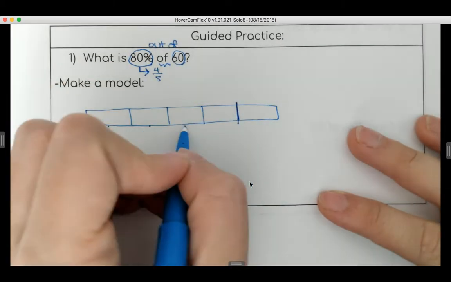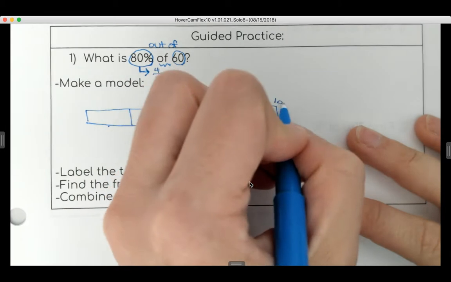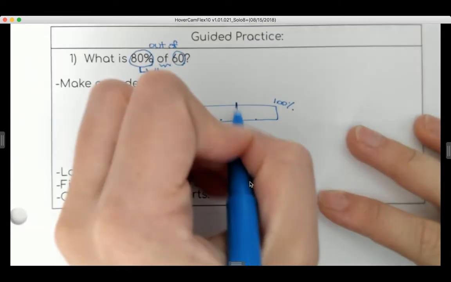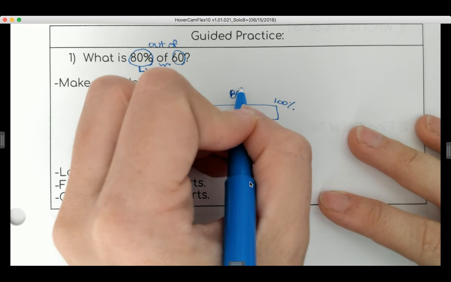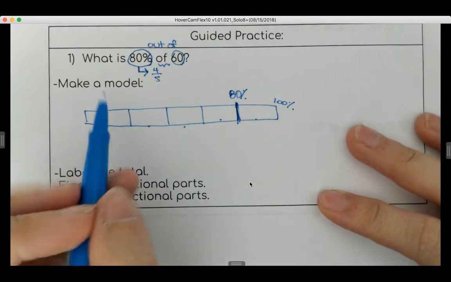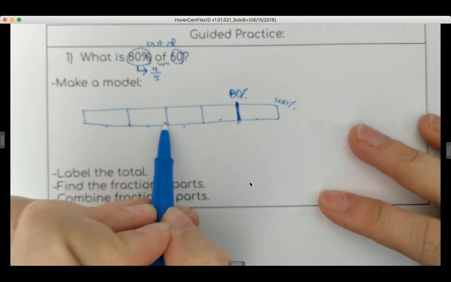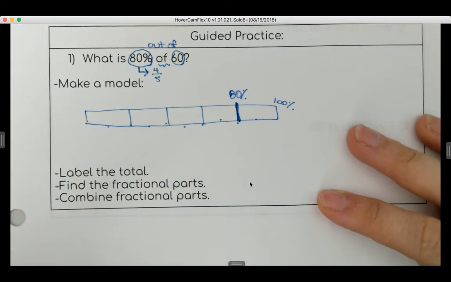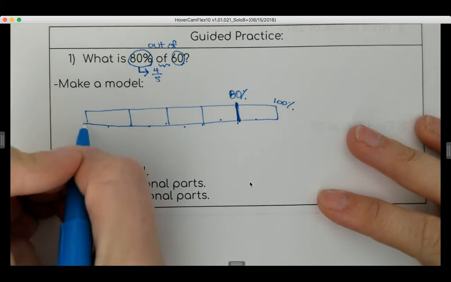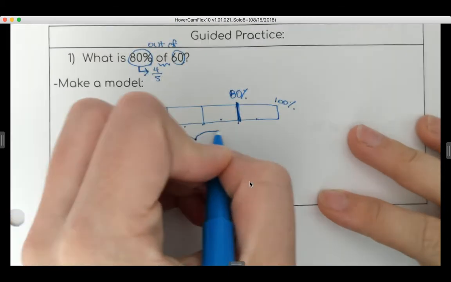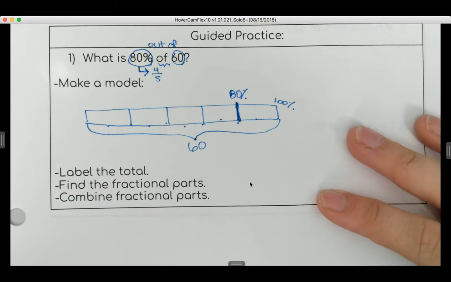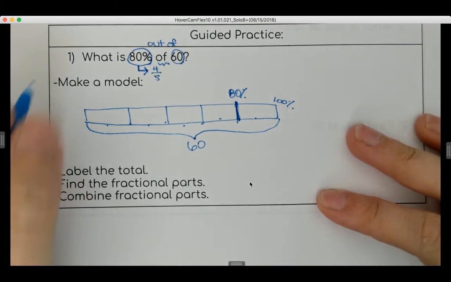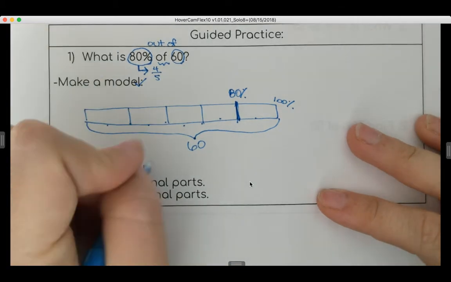So this is 1, 2, 3, 4, 5 parts. You know the total is always 100%. And at 4/5, it's at 80%. And you can see I got 20, 40, 60, 80. So those would be my percentages. Then I'm going to label my total with a bracket. The total is 60. All right, so I made my model and labeled the total.